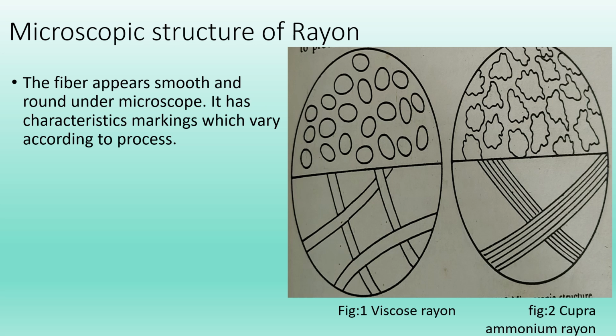Cupra ammonium rayon fibers are rod-like with no serrations or markings. They are fine and glossy and resemble silk more closely than other fibers. The cross section appears small, smooth and nearly round, occasionally slightly oval.